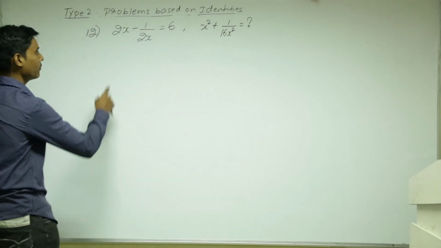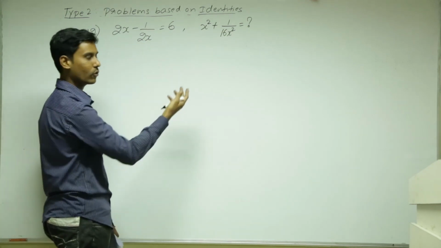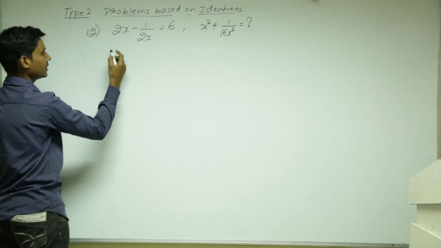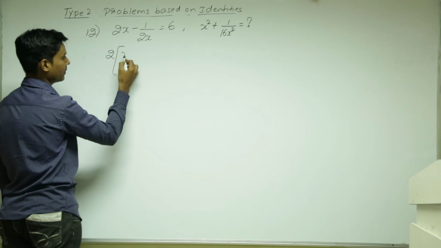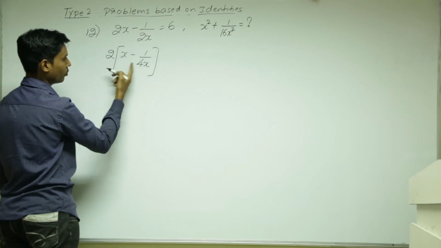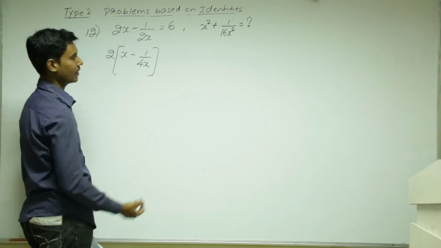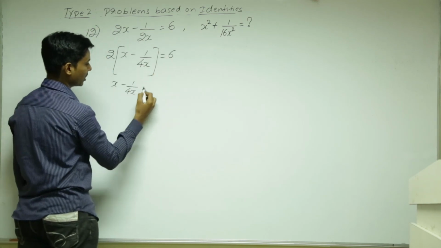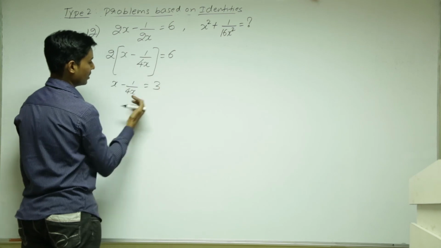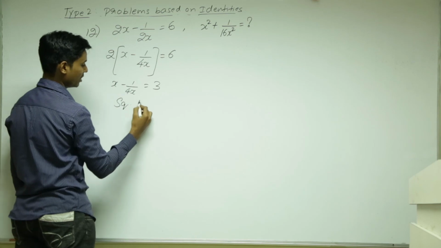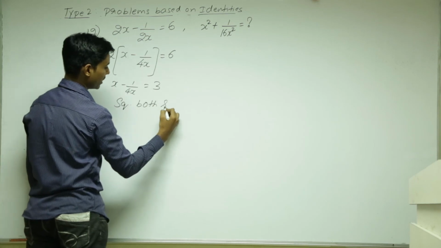Now see here. x plus 1 by 4x or x minus 1 by 4x, it does not make any difference. If I take 2 common, this will become x minus 1 by 4x, because 2 by 4 is nothing but 1 by 2 itself. It is equal to 6. x minus 1 by 4x is nothing but 6 by 2, which is 3. Now if you want to get these terms, square it both sides.